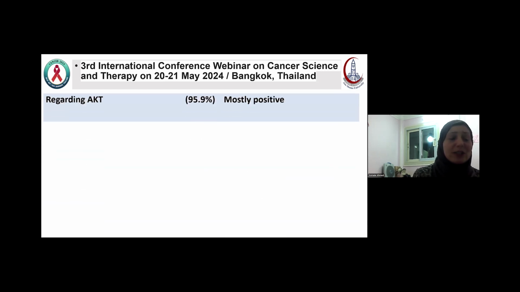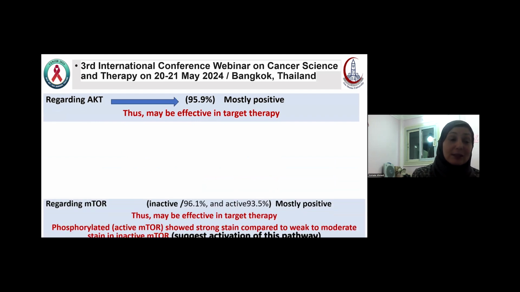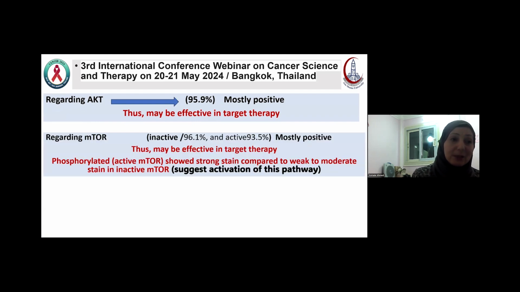Regarding the second pathway, which is the AKT-mTOR-PTEN and the interacting PTEN, the AKT was expressed in most of the prostatic adenocarcinoma, more than 95% of the cases. So this suggests active activation of this pathway, and use of target therapy for AKT may be efficient.